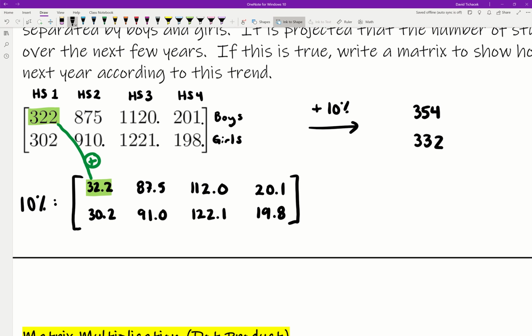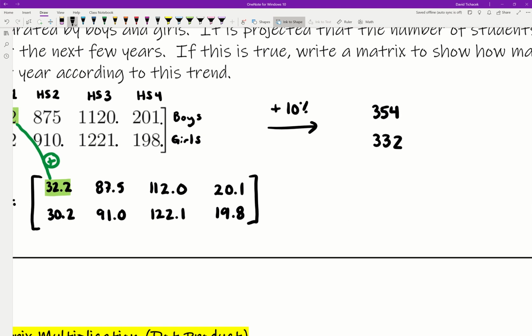On the next one here, I have 875 plus 87.5. I'm going to have 962.5. I'm just going to go ahead and round that up to 963. Remember, if the decimal point is 5 or higher, you round up. In the next case here, I've got 910 plus 91.0, and that's going to give me exactly 1,001 students that I might estimate there in high school number 2.